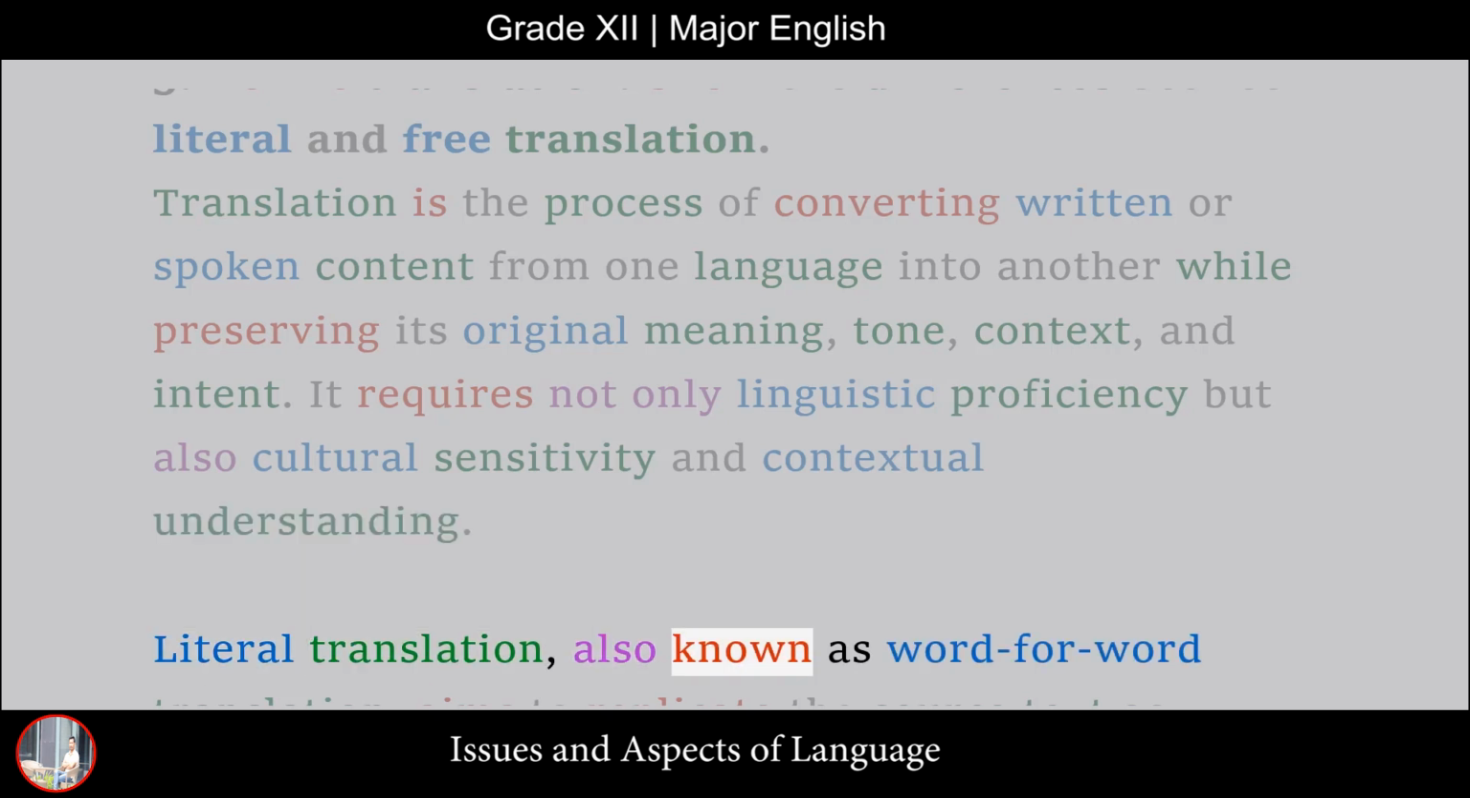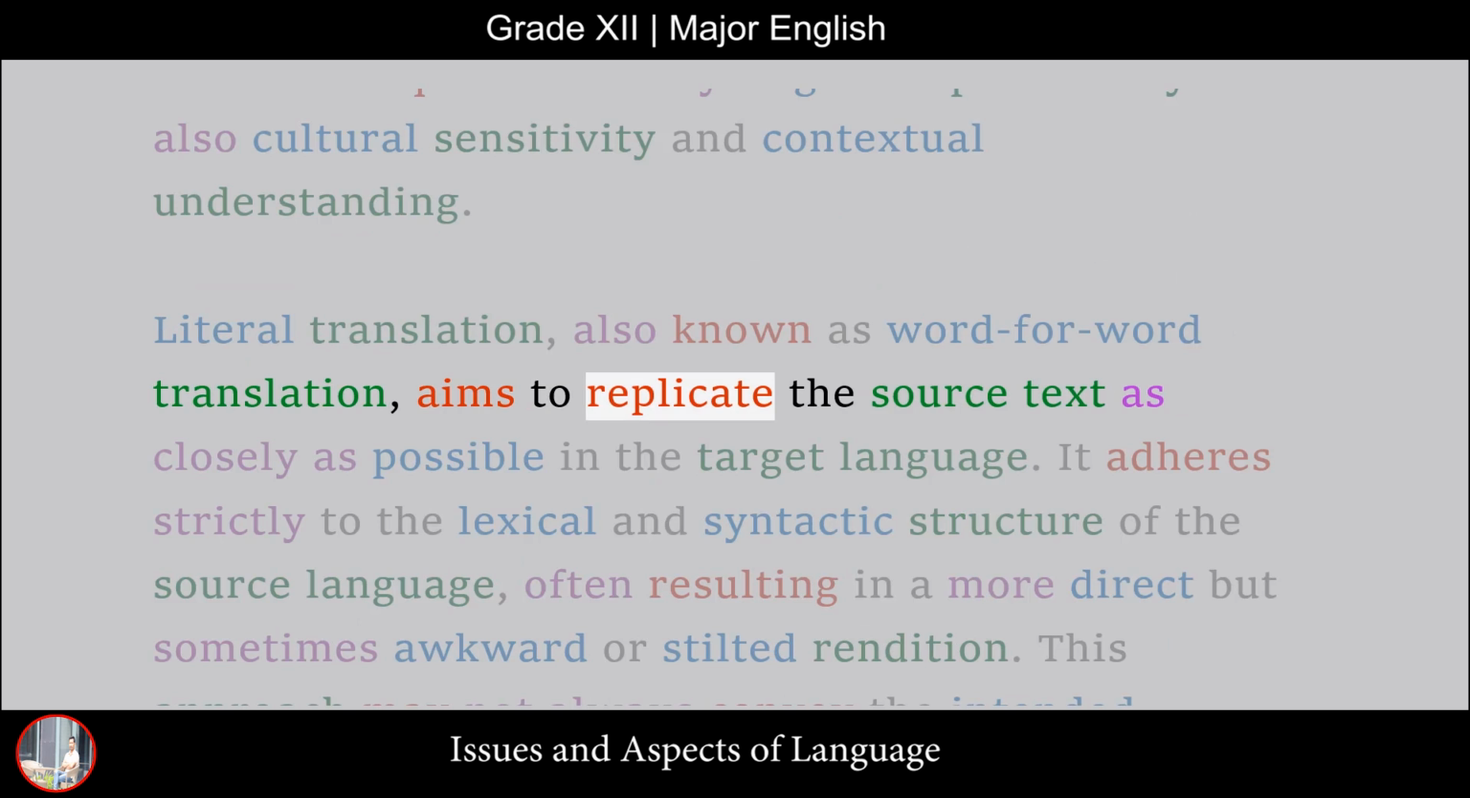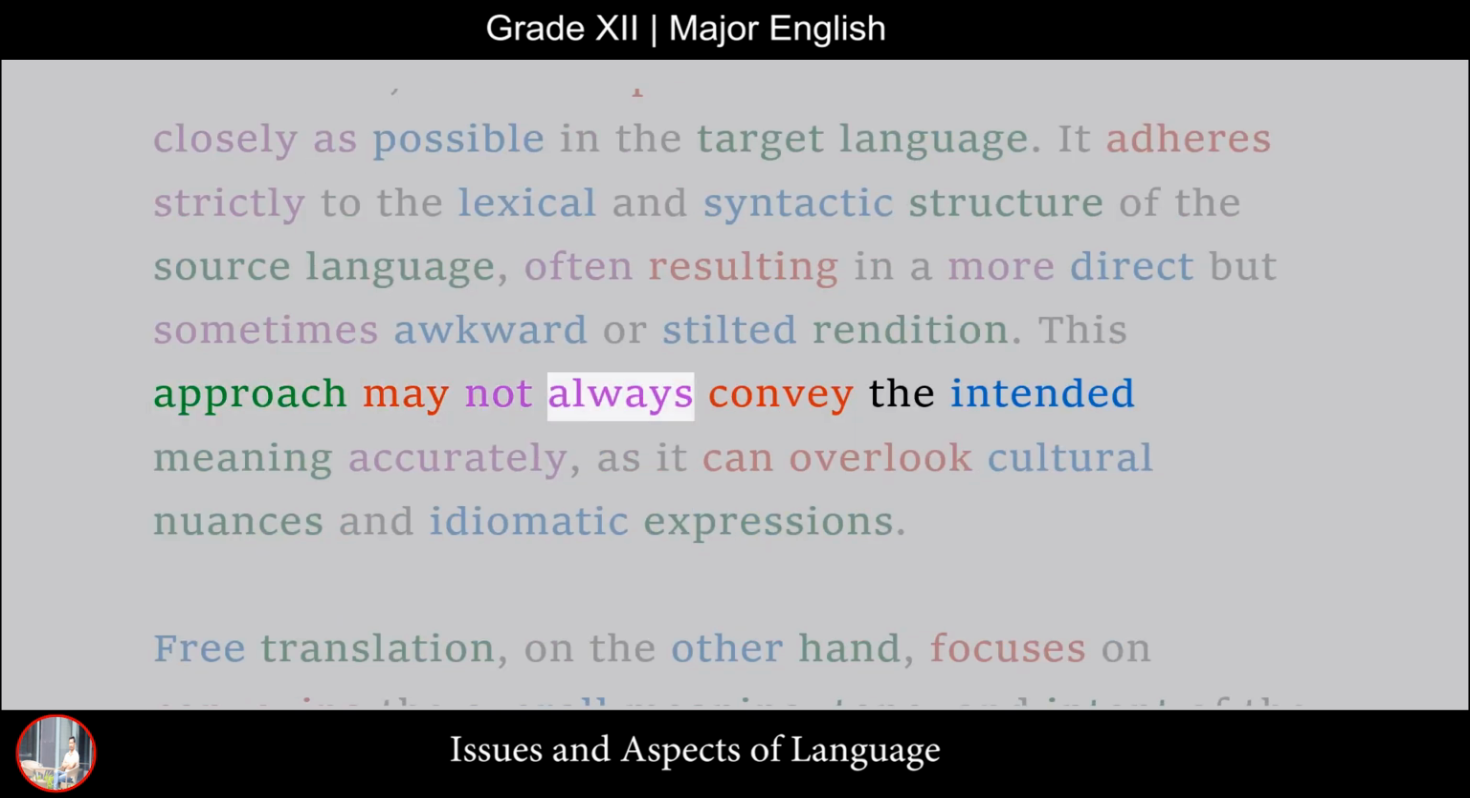Literal translation, also known as word-for-word translation, aims to replicate the source text as closely as possible in the target language. It adheres strictly to the lexical and syntactic structure of the source language, often resulting in a more direct but sometimes awkward or stilted rendition. This approach may not always convey the intended meaning accurately, as it can overlook cultural nuances and idiomatic expressions.